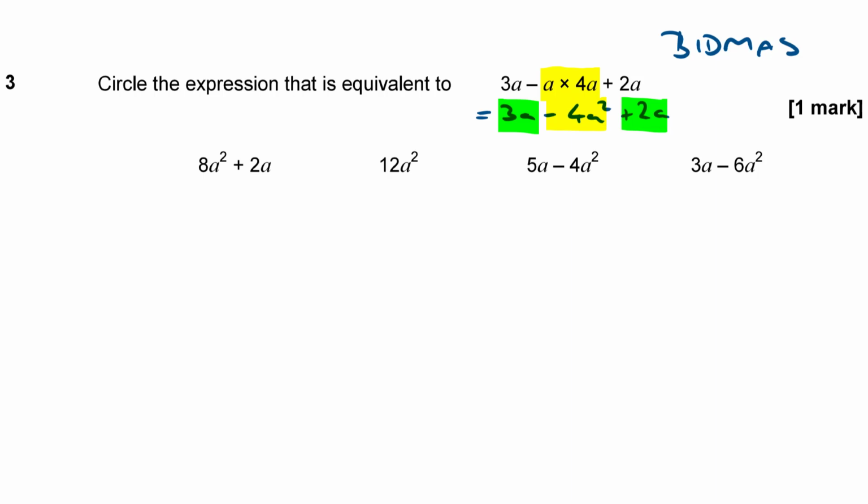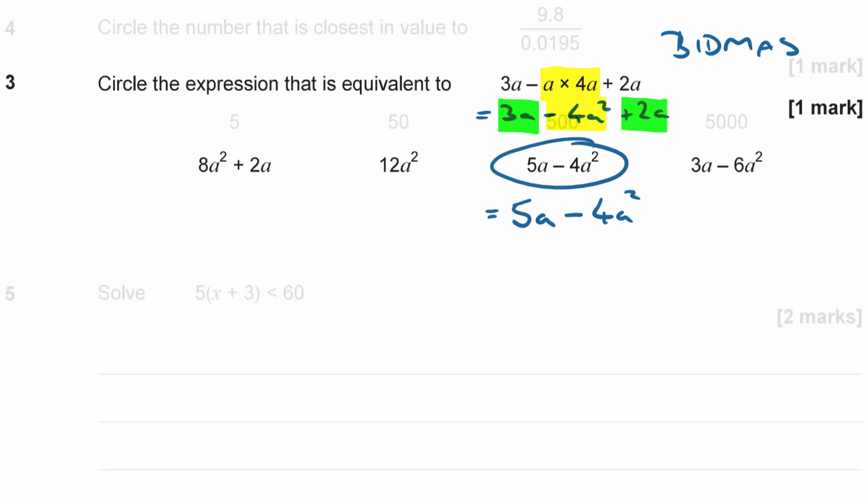So collecting the a terms together, my 3a and the 2a is going to give me 5a, and it's going to be 5a subtract 4a squared, which I can't combine any more than that. It's that one there, look.